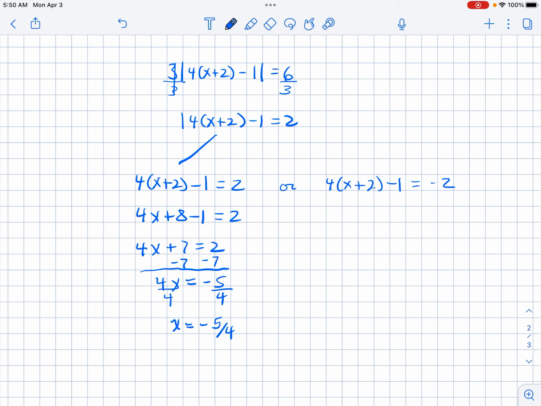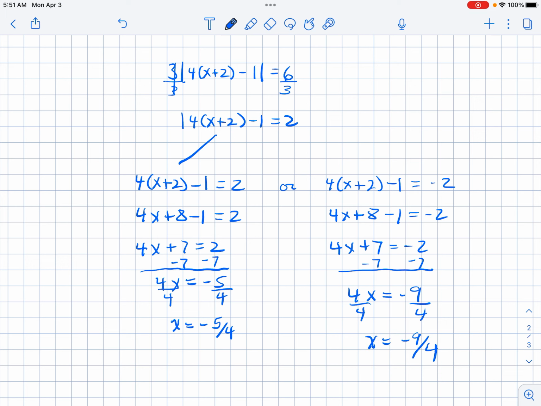Same thing over here for this one. I get 4x plus 8 minus 1 equals negative 2. 4x plus 7 equals negative 2. Subtract the 7, and I get 4x equals negative 9. Divide by 4, and I get x equals negative 9/4. So there are my two solutions, negative 5/4 and negative 9/4. And that's the approach you take to solving absolute value equations.